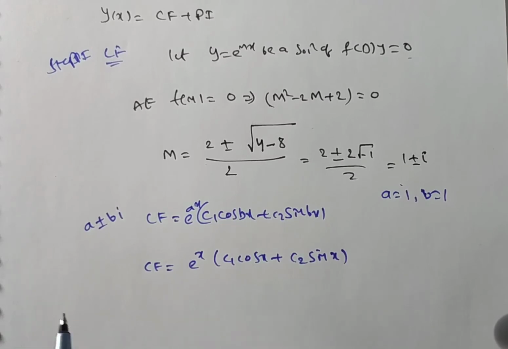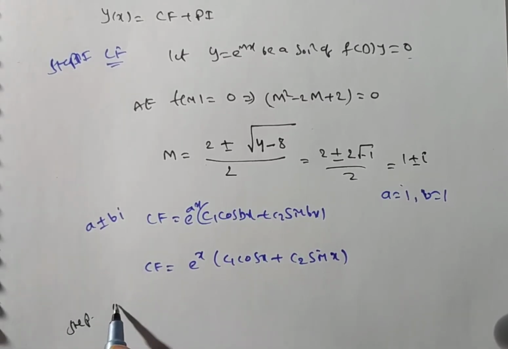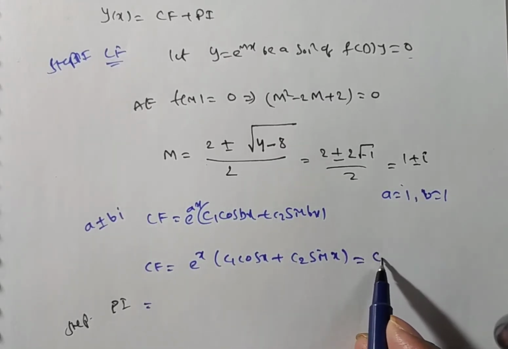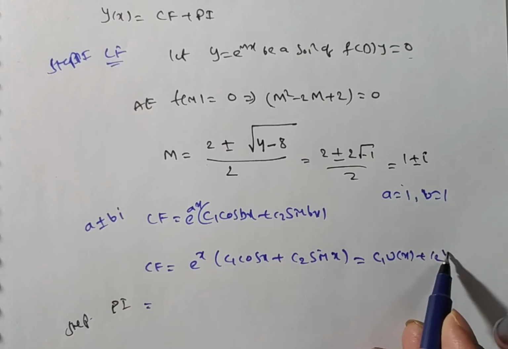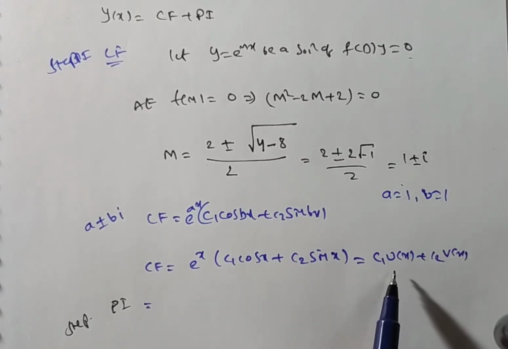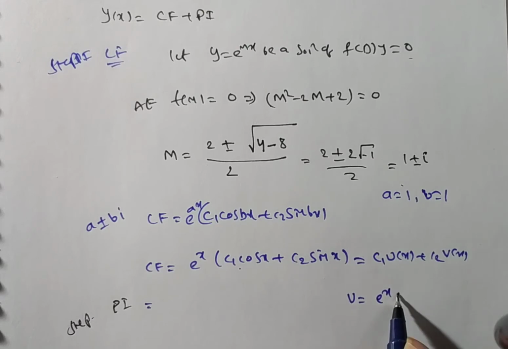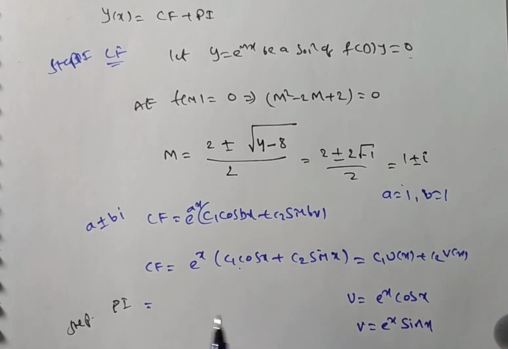Now in step 2 we are going for the particular integral. Friends, in the variation of parameters method, the particular integral will be dependent on the complementary function only. So we have to compare this complementary function with c1 u(x) + c2 v(x), where u(x) is the c1 coefficient. Here you have cos x, but eˣ is outside. So u = eˣ cos x, and v is the c2 coefficient, so v = eˣ sin x. Don't forget to write eˣ, otherwise this problem will be wrong.